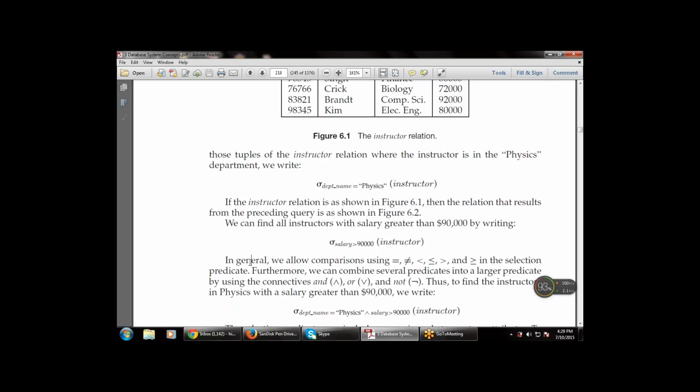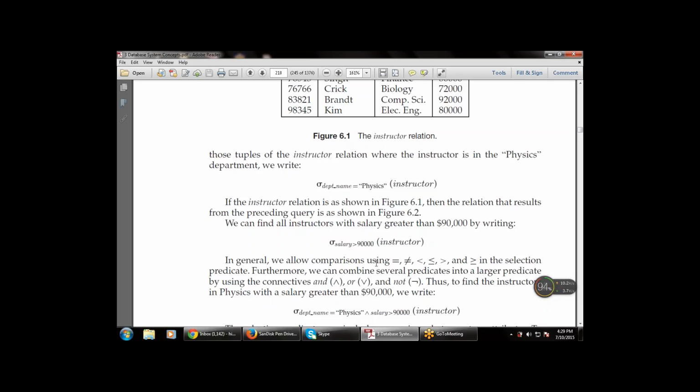Now this is another example that we have discussed, salary greater than 90,000. In general, we allow comparisons using equals to, not equals to, less than or equals to, greater than or equals to in the selection predicate. So in general, in comparison, we use various symbols like equals to, not equals to, less than, greater than, less than or equals to.